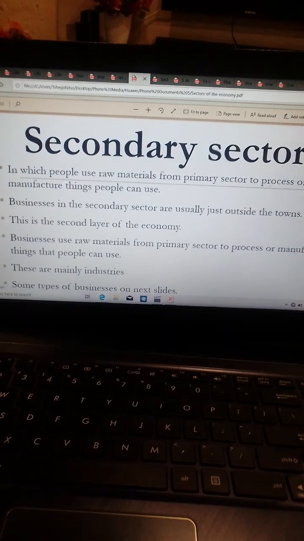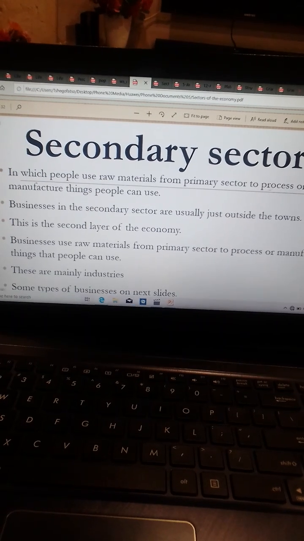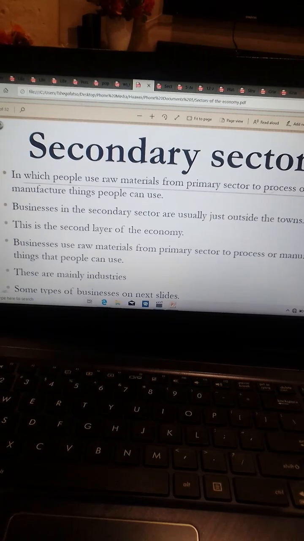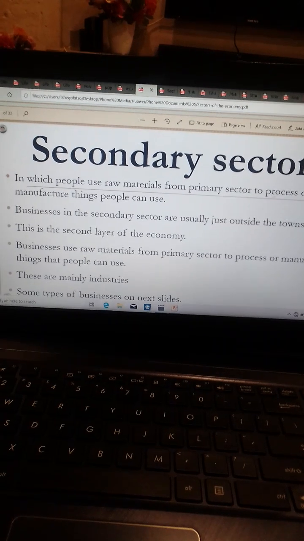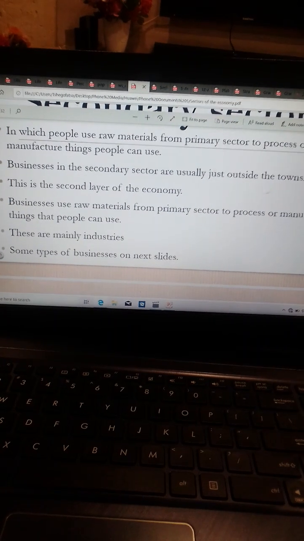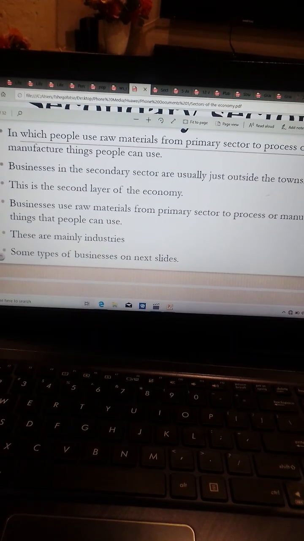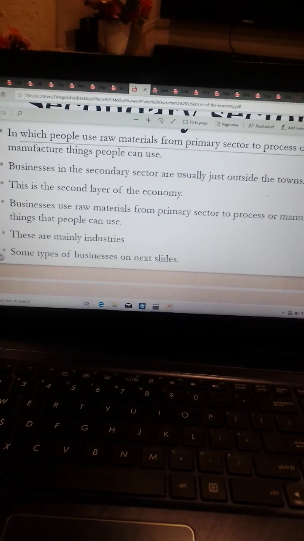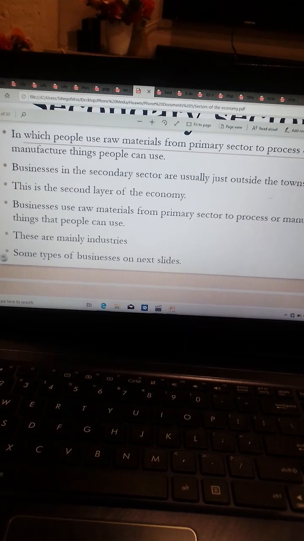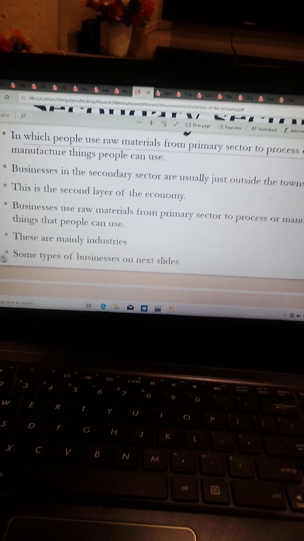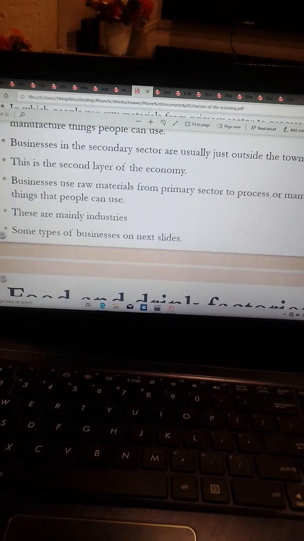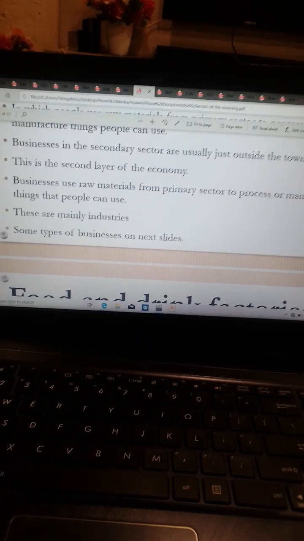Now, the secondary sector is the sector in which people use raw materials from the primary sector to process or manufacture things people can use. So in the secondary sector, raw materials are processed into finished goods. Businesses in the secondary sector are usually just outside the towns. These are mainly factories. This is the second layer of the economy. These are mainly industries such as construction and manufacturing.